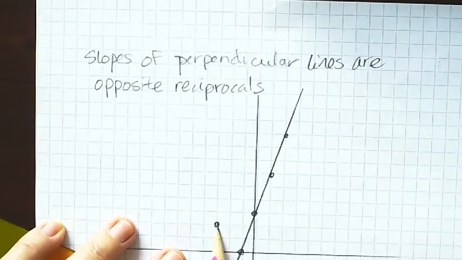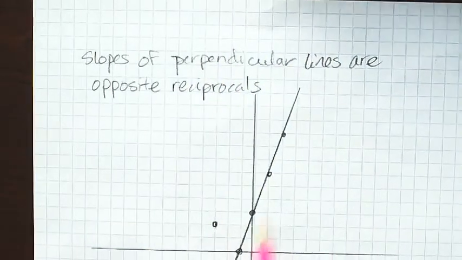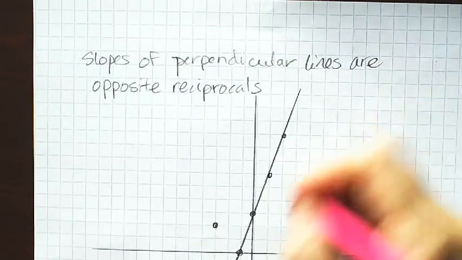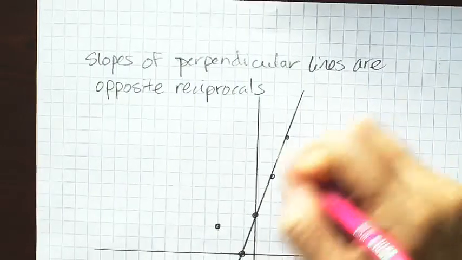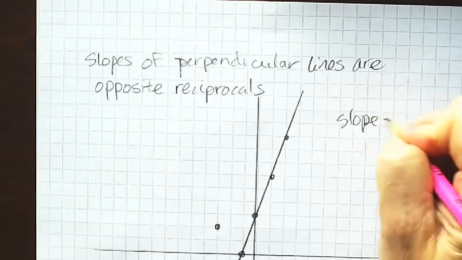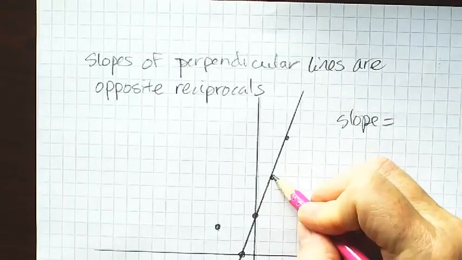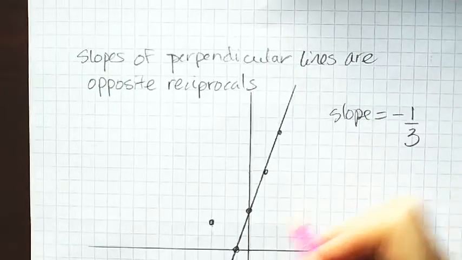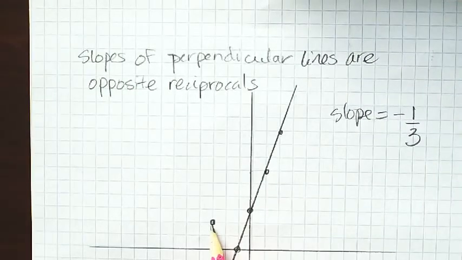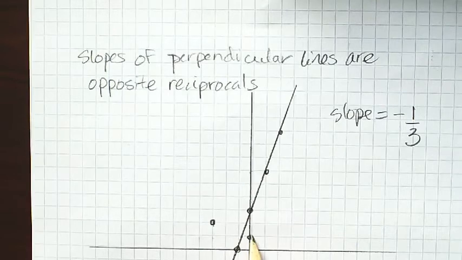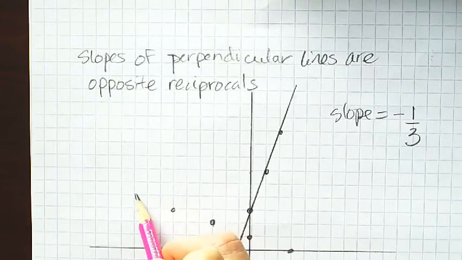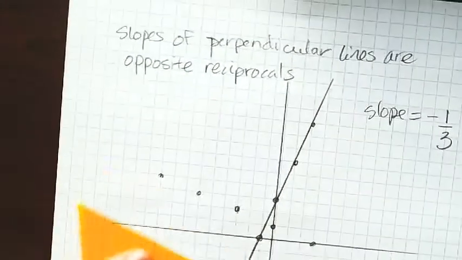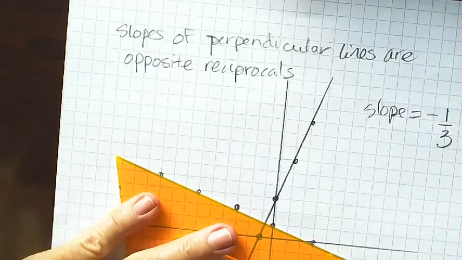So I know it's going through this point, negative 3, 2. So that means I know the slope is going to be, instead of up 3 over 1, down 1 over 3. And I know it's going through this point. So let's just start here and go down 1 over 3, down 1 over 3, and maybe go backwards, up 1, left 3, and there we have our perpendicular line.